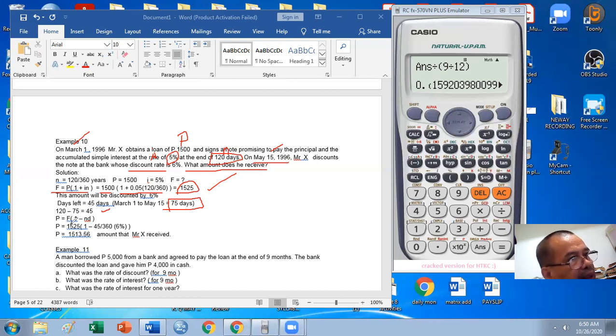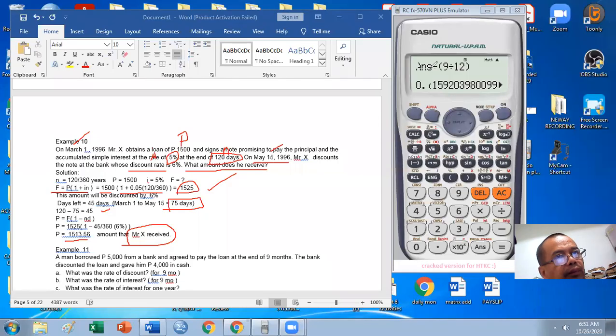So the formula is P = F(1 - ND). You have 1525 times (1 - 45/360 times 6%). You will have P equal to 1513.56. This is the amount that Mr. X will receive. This is what he should get for this particular problem.